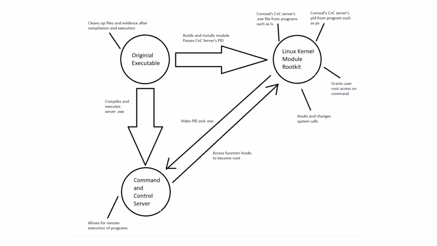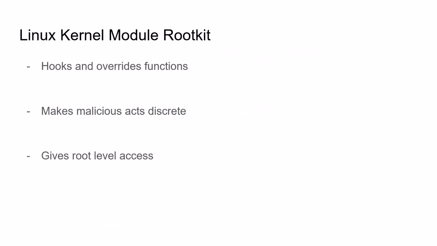Once executed, a new command and control server is created, compiled, and executed, and a Linux kernel module rootkit is compiled and installed. The original executable then deletes all source files so as not to alert the user of what has occurred. In addition, the program passes the PID of the command and control server to the rootkit, where it is used to hide said PID from programs such as process status.